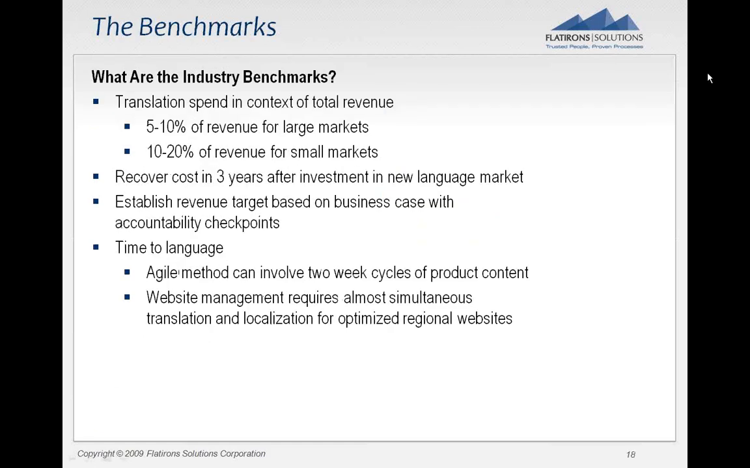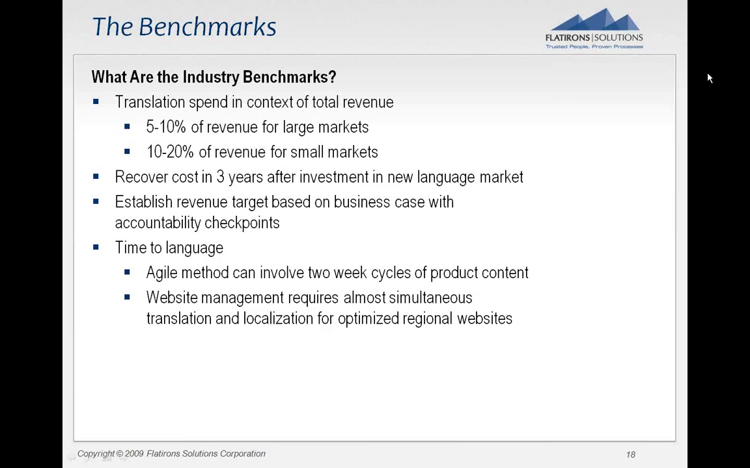Some of the industry benchmarks, and I want to start collecting more. I'm a little weak in this area at this point. I have some, and I haven't pulled them all together. But looking at how much should you be spending in context of total revenue, an industry standard has been that 5 to 10% of revenue would be equal to maybe your translation spend in large markets. In small markets, you would maybe spend even 10 to 20%.